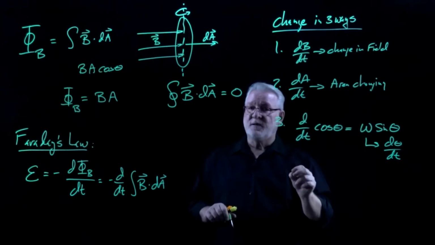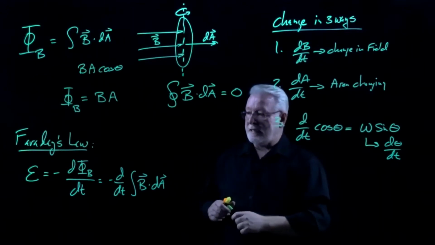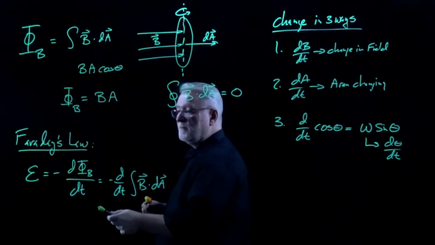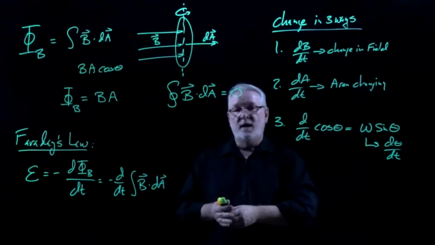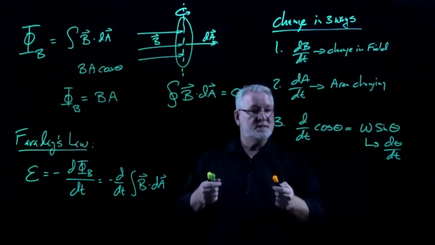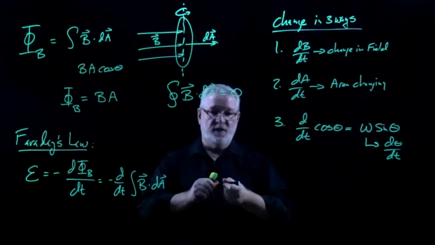The final aspect of Faraday's law, which we haven't really talked about yet, is this negative right here. Why is the EMF always the negative of the rate of change of the flux? Well, let's take a look at why. It has to do with conservation of energy.